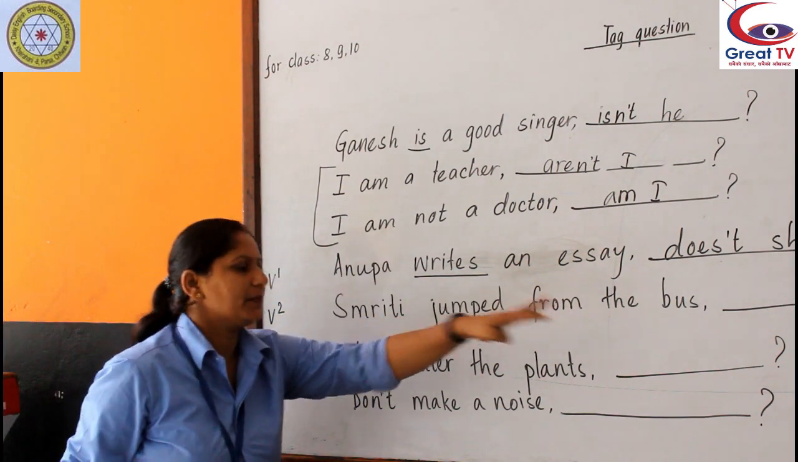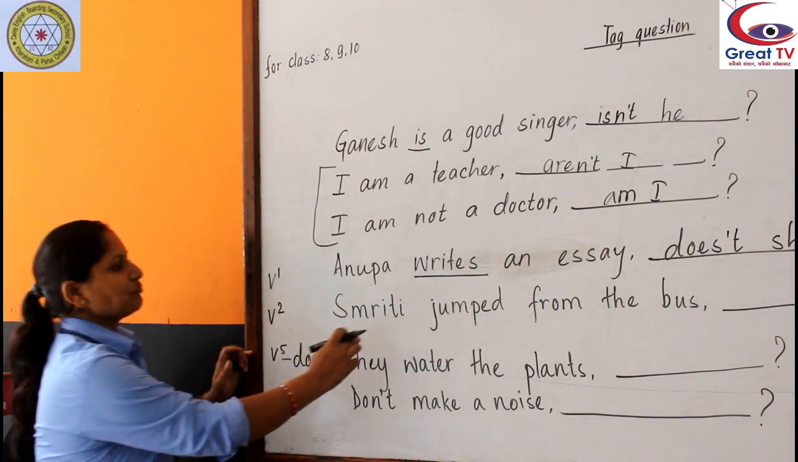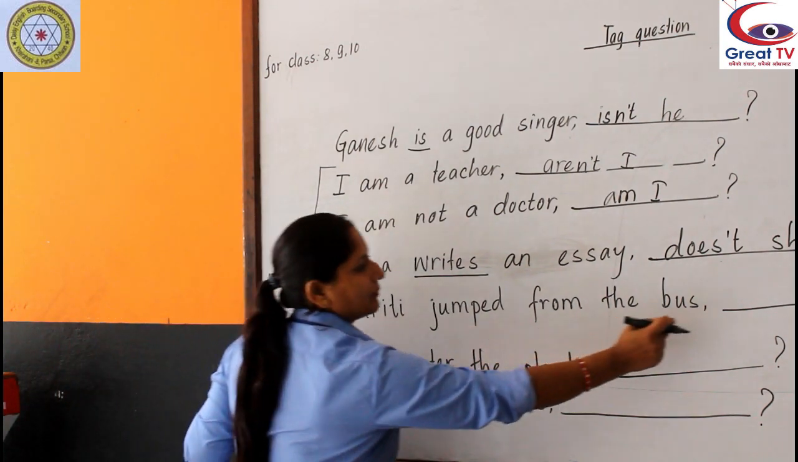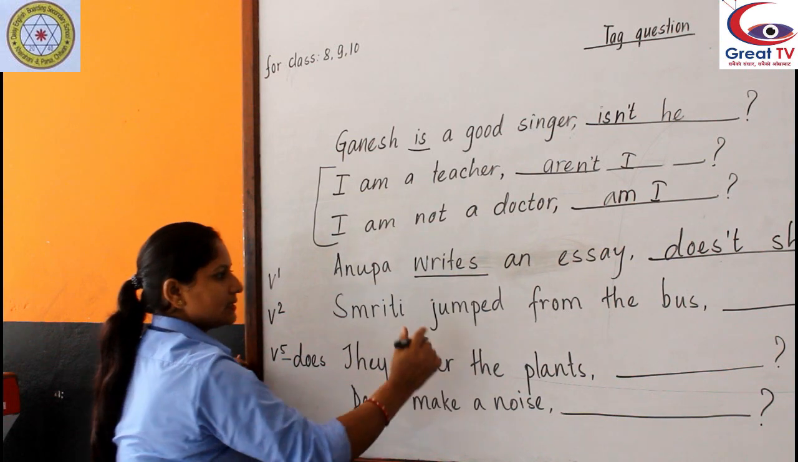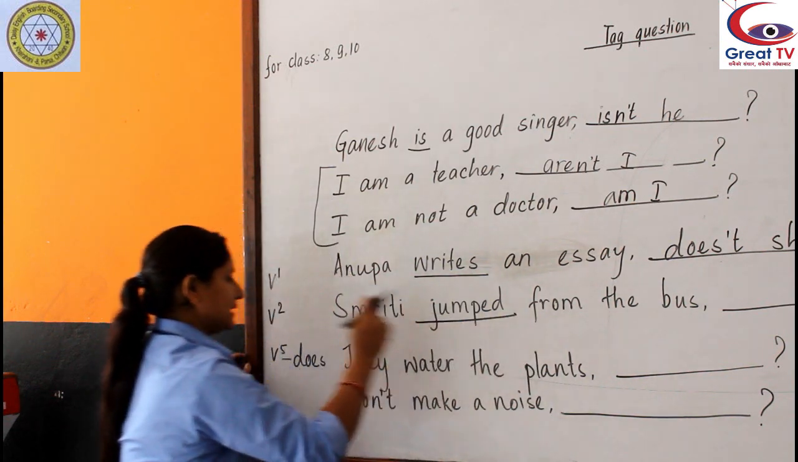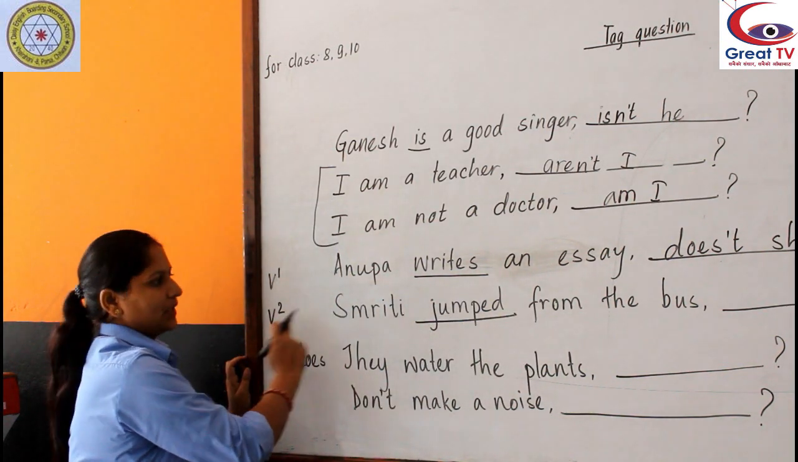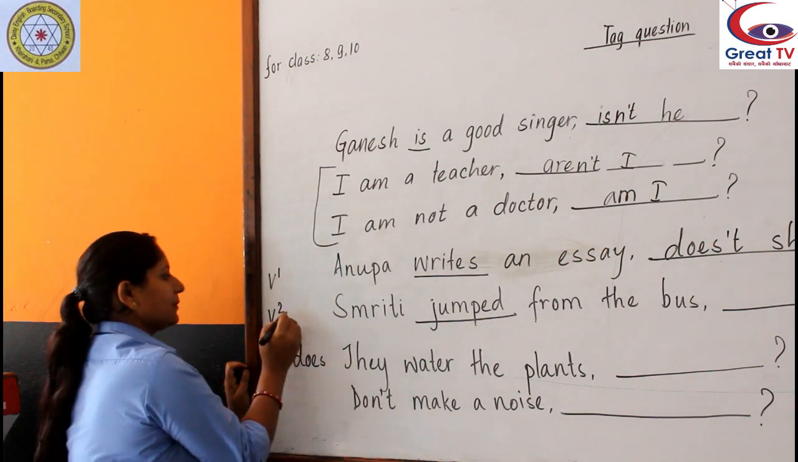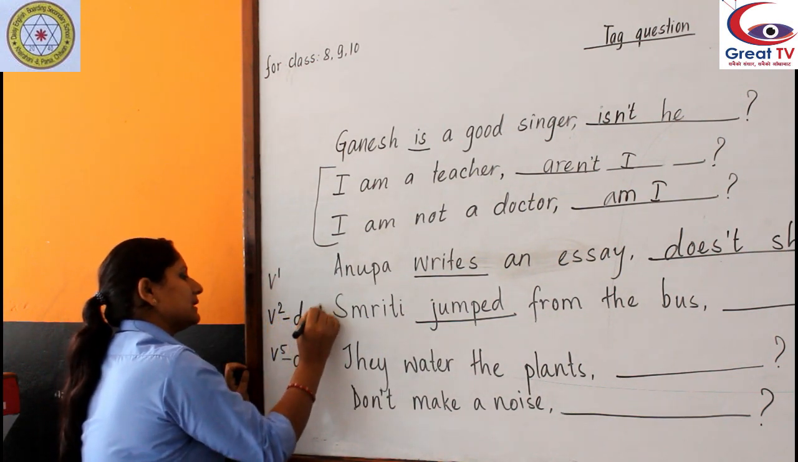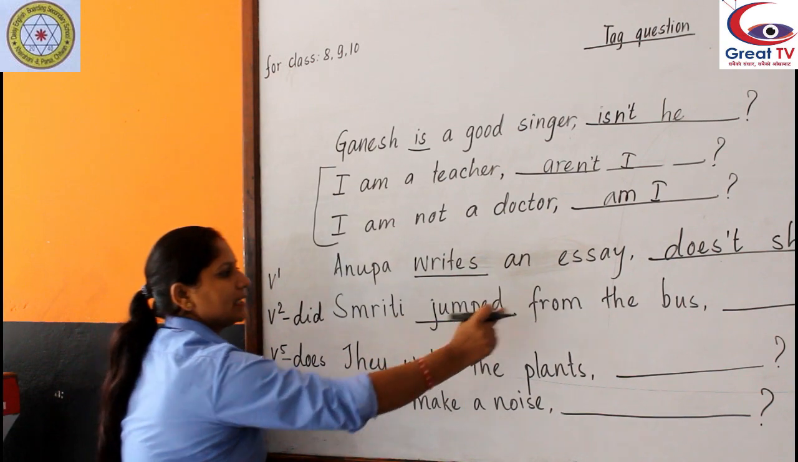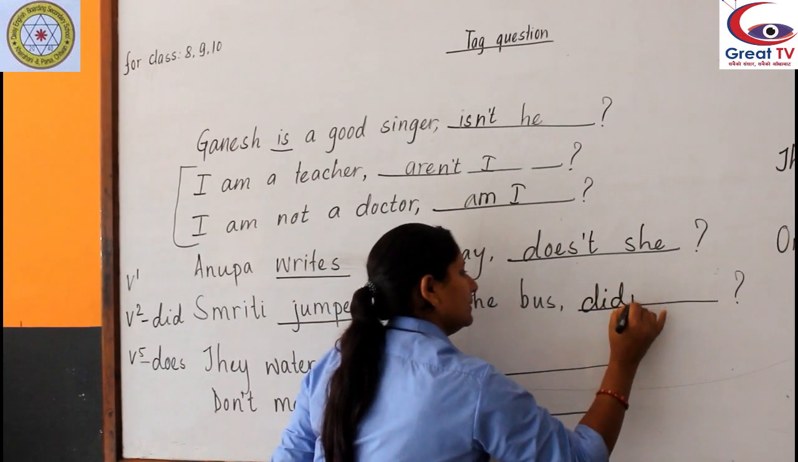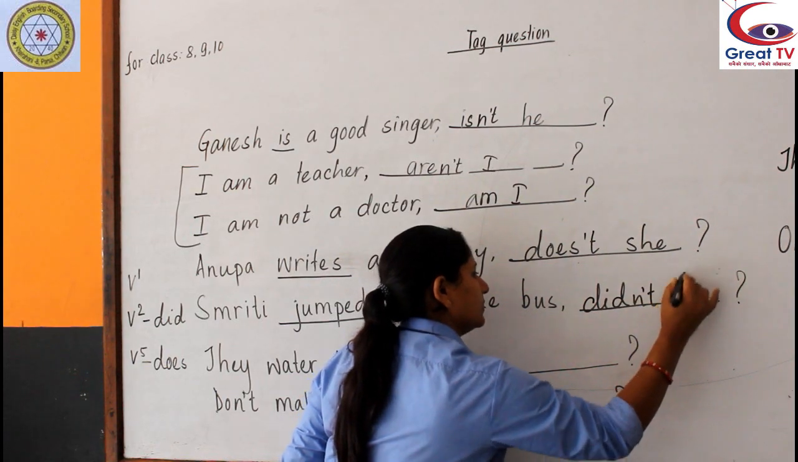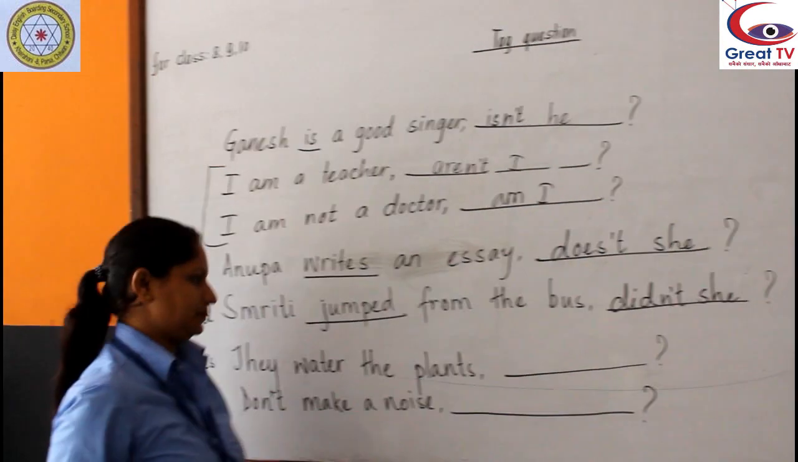The next one, Smriti jumped from the bus. No auxiliary is present and the main verb is in second form, verb 2. Since jumped is verb 2, we use did. Smriti jumped from the bus, didn't she. Okay.